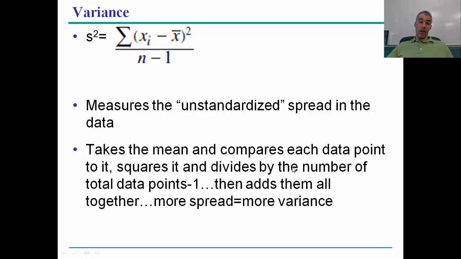Okay, variance. We're going to come back to the bell curve in a second, because we're going to talk about standard deviation, which actually relates to a normal distribution as well. Variance measures the spread in the data. If we looked at our fertilizer data, which we will, you can measure how much spread, or how much those points differ from the mean.